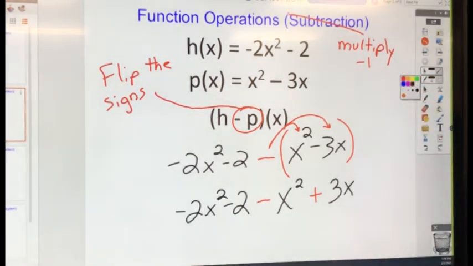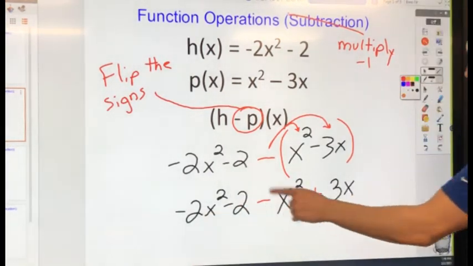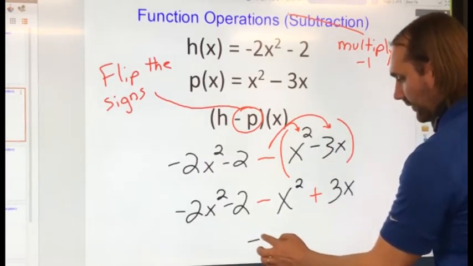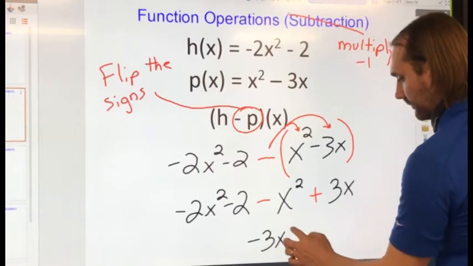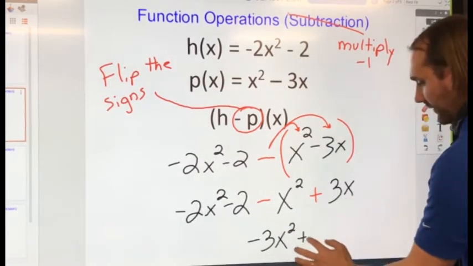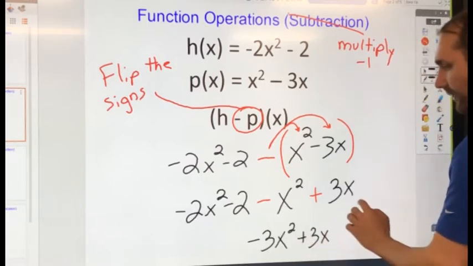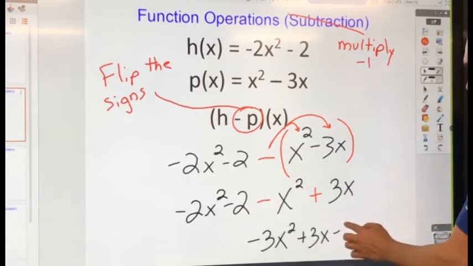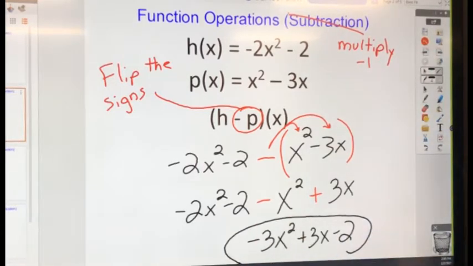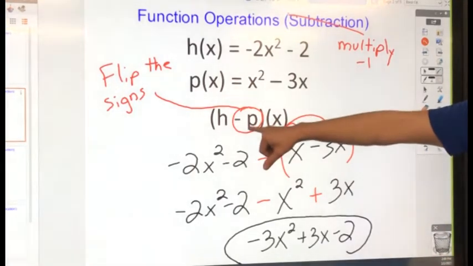Now I can combine my like terms. I have a negative 2x squared and a negative x squared, which gives me a negative 3x squared. 3x is by itself, so it just stays as 3x. And likewise, my negative 2 is by itself, so it stays a negative 2. There's my solution with subtraction, h minus p. Again, flip the signs of the function with that negative in front.